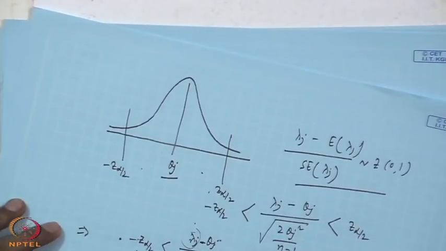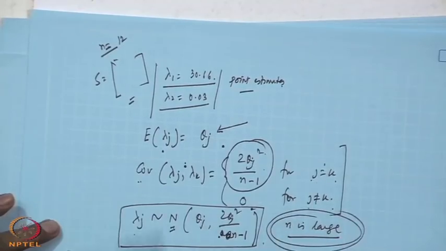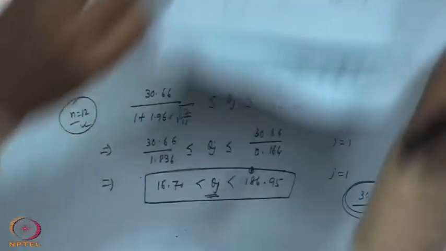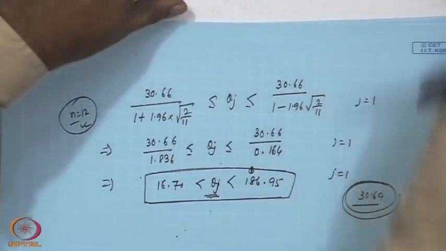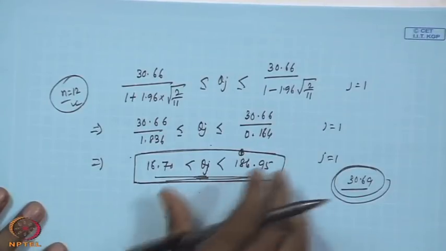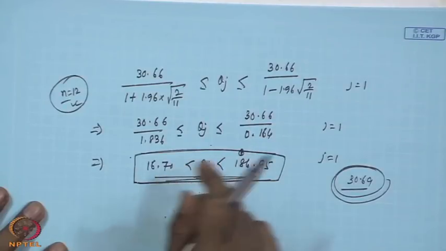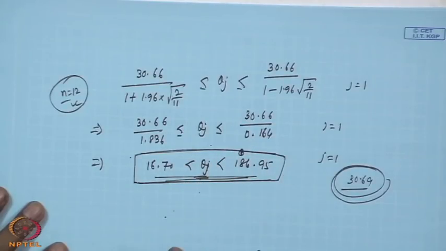When n is very large, then this is true, this result is reality, because this is possible when n is large. When we are assuming normal distribution and n is large. In our case n is a very small value. So we cannot say that this is correct, but this is the way you will be finding out the confidence interval for the population eigenvalue.